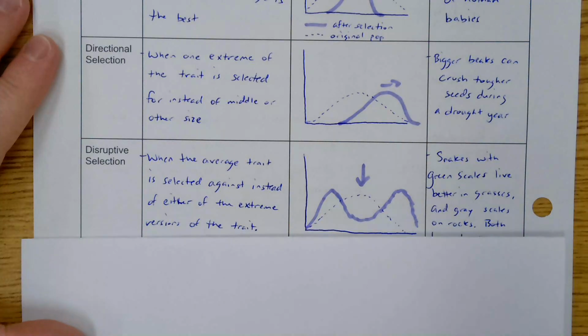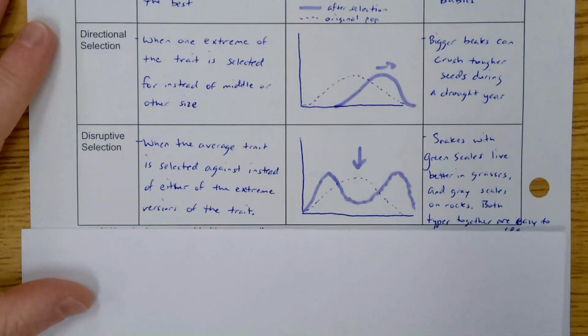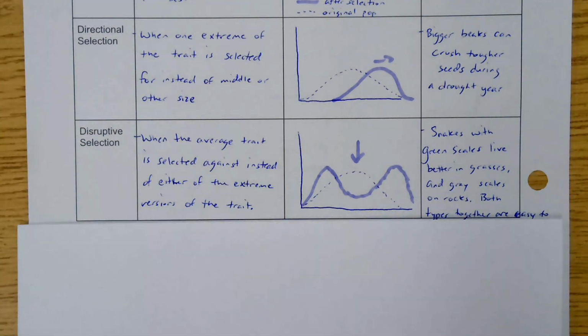The last of the types of selection is disruptive, and this one always kind of throws people off. It's when the average trait, the middle trait, is selected against instead of either of the extreme versions. The example the book uses is these snakes. There's green and there's gray.